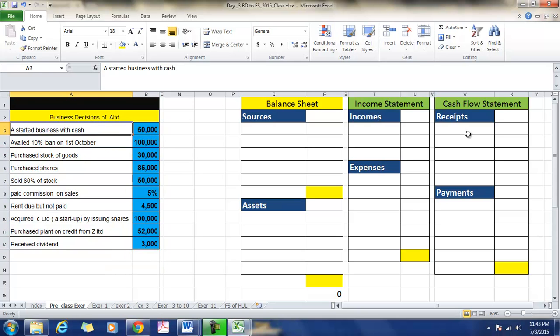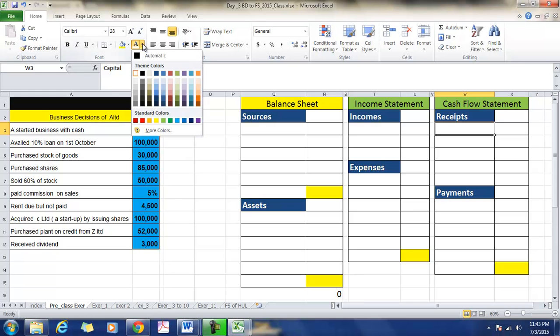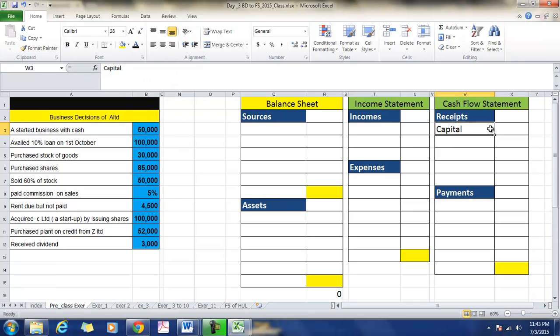So started business with cash, the firm is receiving cash, and that is capital, not an income. That is capital, and this entire capital will be shown as a source in the balance sheet. Avail loan. Loan is also another source, so it is a receipt but not an income but a liability on the sources side of the balance sheet.